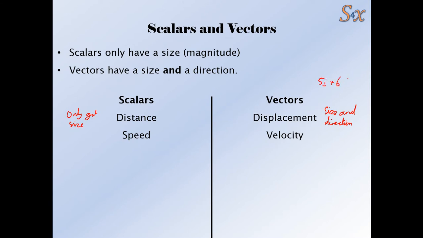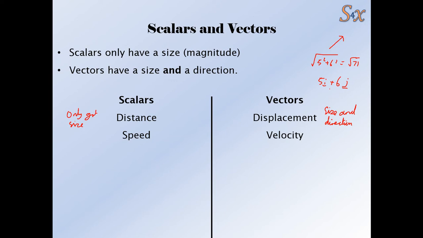5i plus 6j. That's a vector, and that has a direction, doesn't it? As well as having a size. If we square and square root, we can get the size, whatever that is, root 61. It also has a direction. It sort of points that kind of way, doesn't it? 5i plus 6j. So it has a direction associated with it.